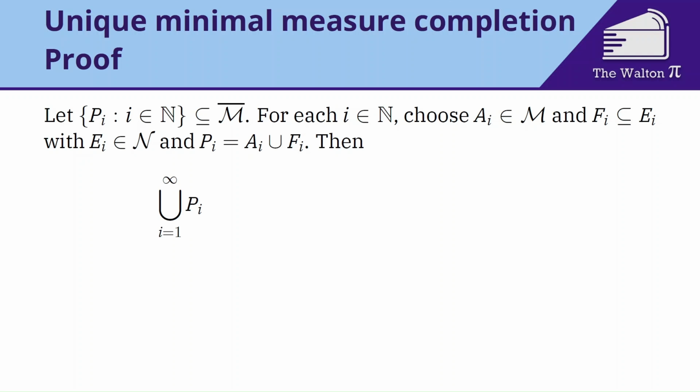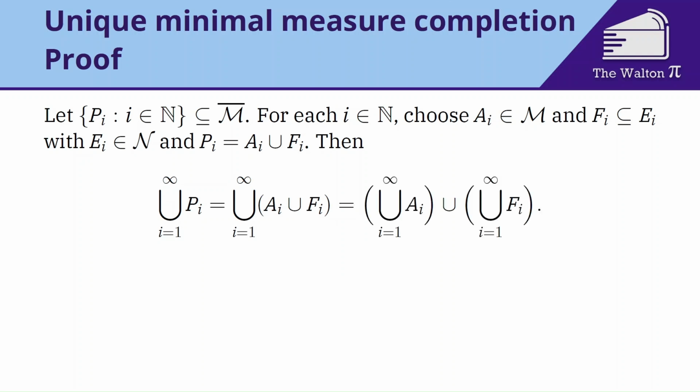Then the union of all of those P_i's is the union of the A_i's with the F_i's, which is the union of the A_i's unioned with the union of the F_i's. This is a common thing that we'll see a couple times throughout this proof. Since the union of the F_i's is a subset of the union of the E_i's, which is one of our null sets, the union of our P_i's is in our M bar, because the union of the A_i's is also going to be in our original M.